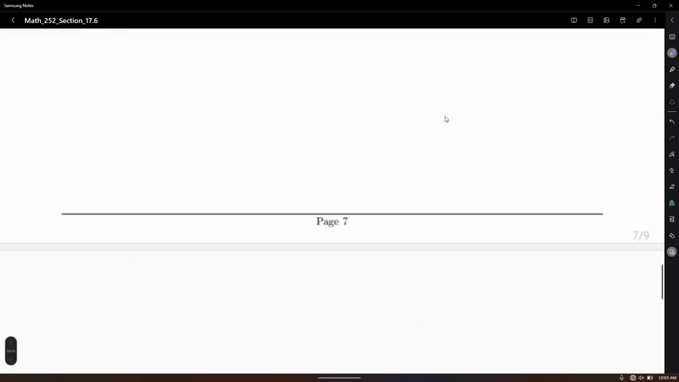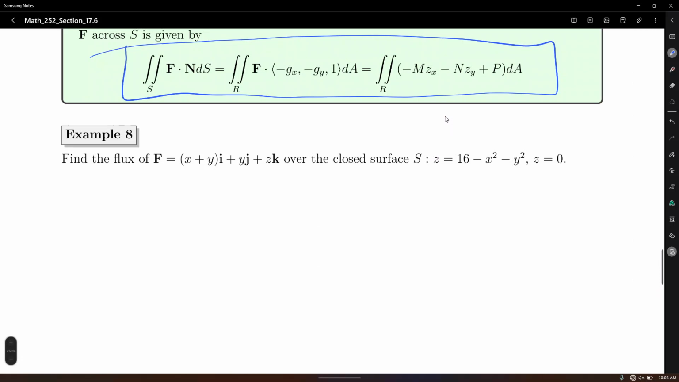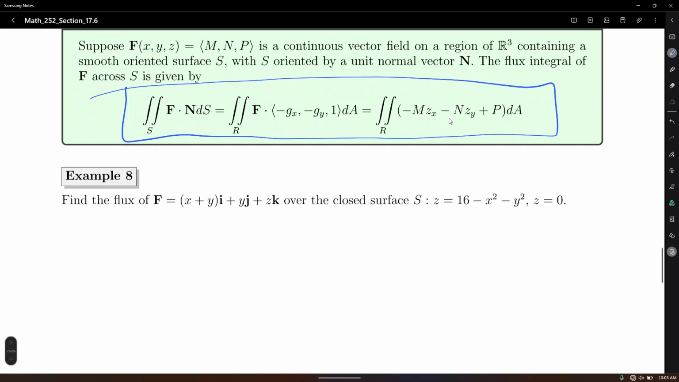Okay, let's do one example. Hopefully we get the chance to complete it. If not, give me a couple minutes today. Find the flux, by this driving force, of course, over the closed surface S, z equals 16 minus x squared minus y squared. That is the upside down paraboloid, which is bounded below by the xy plane. That is a closed surface, right? That means we don't need any additional conditions about the orientation, because the orientation for a closed surface is always outside of the surface, right?